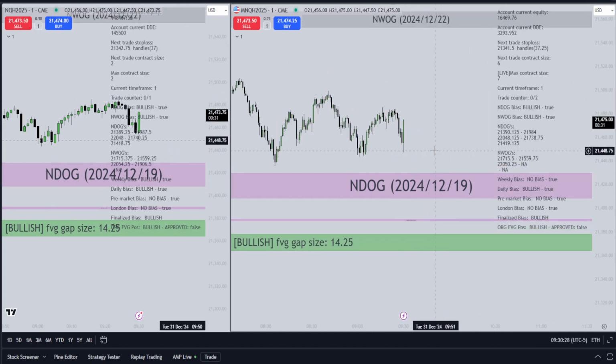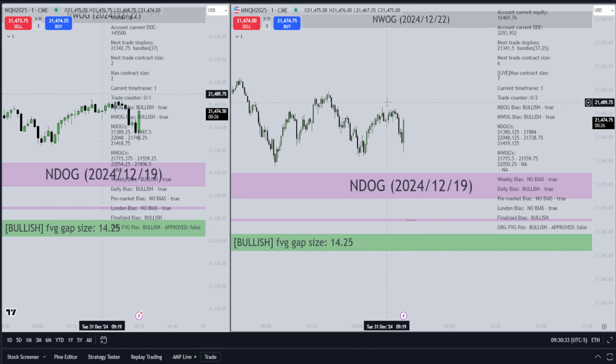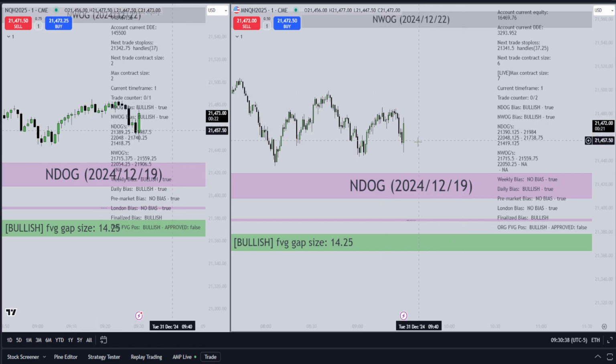So that's actually something very interesting when you do your analysis. Look where you are currently at in price. Are you in a heavy discount, heavy premium, and do you want to sell or buy based on the higher time frame?